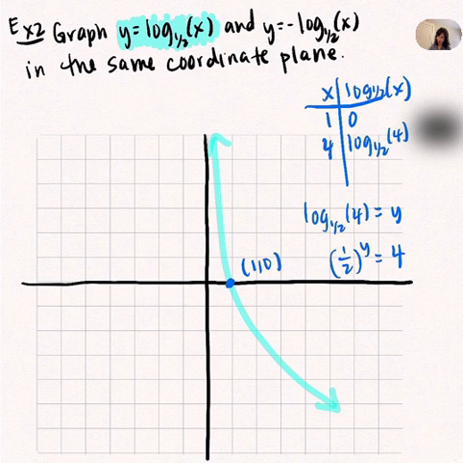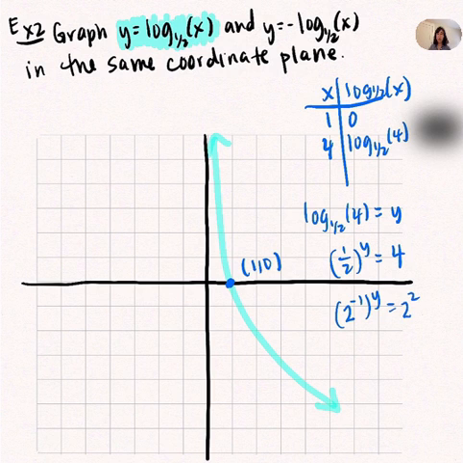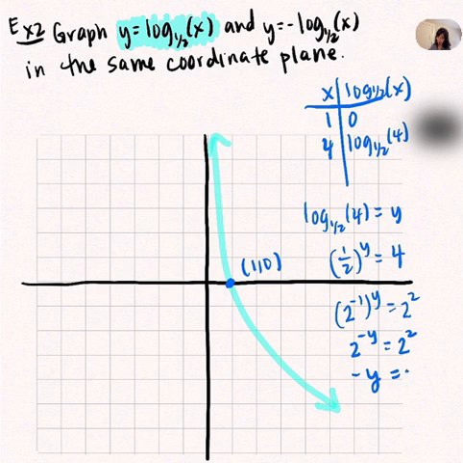Let's rewrite this a little bit. So 1/2 to the y is the same as 2 to the negative 1, to the y. And 4 is the same as 2 to the 2. And if I multiply the y times the negative 1, I'm going to get 2 to the negative y equals 2 to the 2. This tells us that negative y has to be equal to 2. Right here, the bases are both 2, which means that the exponents also have to be equal to each other. This means that the output here, y, has to be equal to negative 2. So if I plug in 4, I'm going to get negative 2 out.